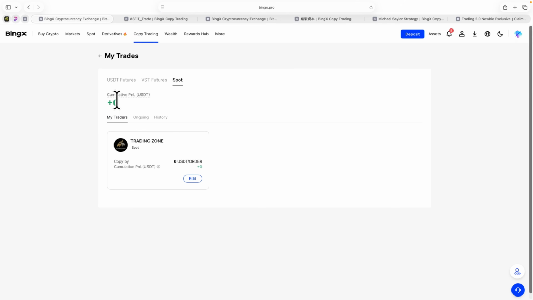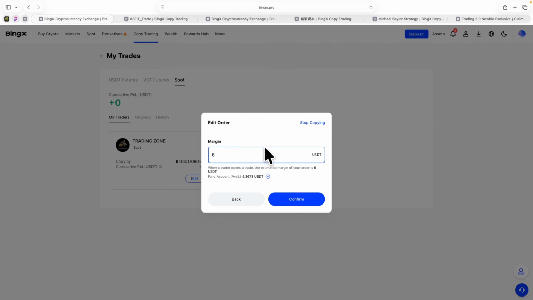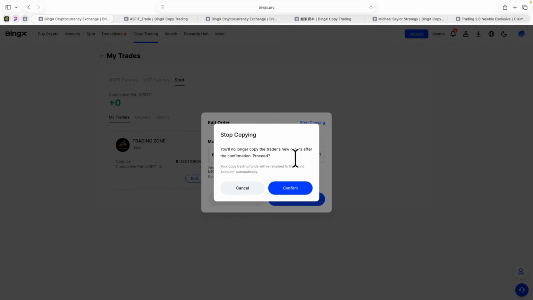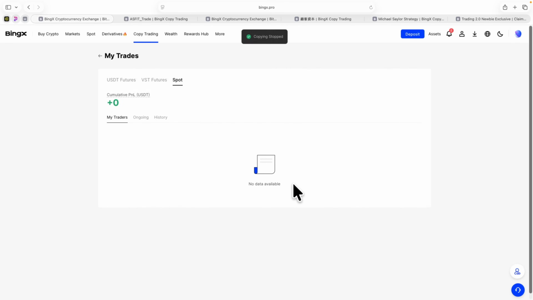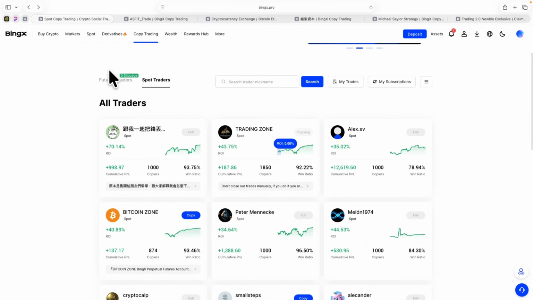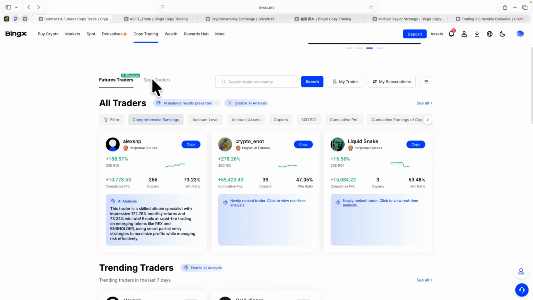This is where you'll be able to see how much you are making or losing. It will tell you your profit or your loss at this point right here. And this is the trader you are copying. Also for this person, if you want to stop copying this trader, just click on edit. And then on this page right here, you see where it says stop copying. Once you click on stop copying, you stop copying the trader. So I'll click on it right there and click on confirm. And just like that, you stop copying the trader. So that is the simple way to copy a trader and make money, whether for futures trading or spot trading. It is simple and straightforward.